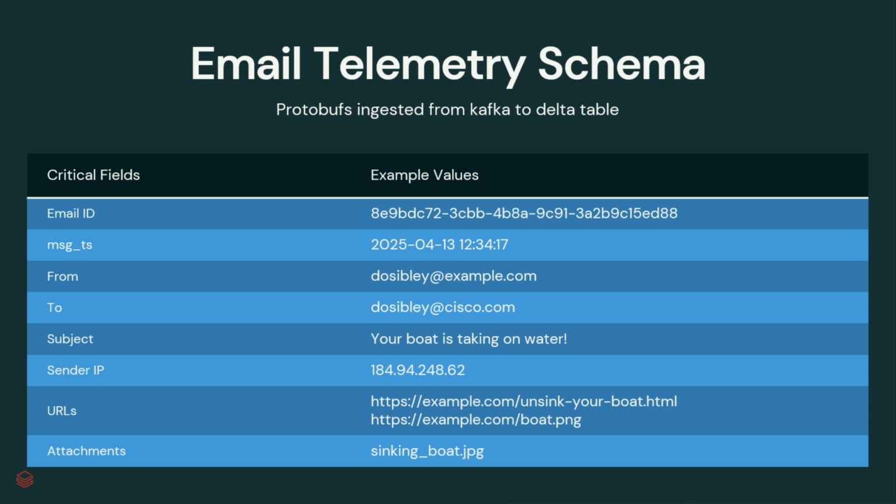Every event we process has an email ID. This is a UUID4. We obviously have a timestamp of when it was processed. Then we have the more email-specific attributes, things like the sender, the recipient, subject lines, IPs, URLs, attachments, these kinds of things. This data is a mock-up. Here we're seeing, maybe I'm emailing myself about my boat sinking, or maybe the email's like a metaphor, right? And this is some sort of silly marketing. We don't really know because we don't see the content of the emails in this telemetry. We just get the metadata.